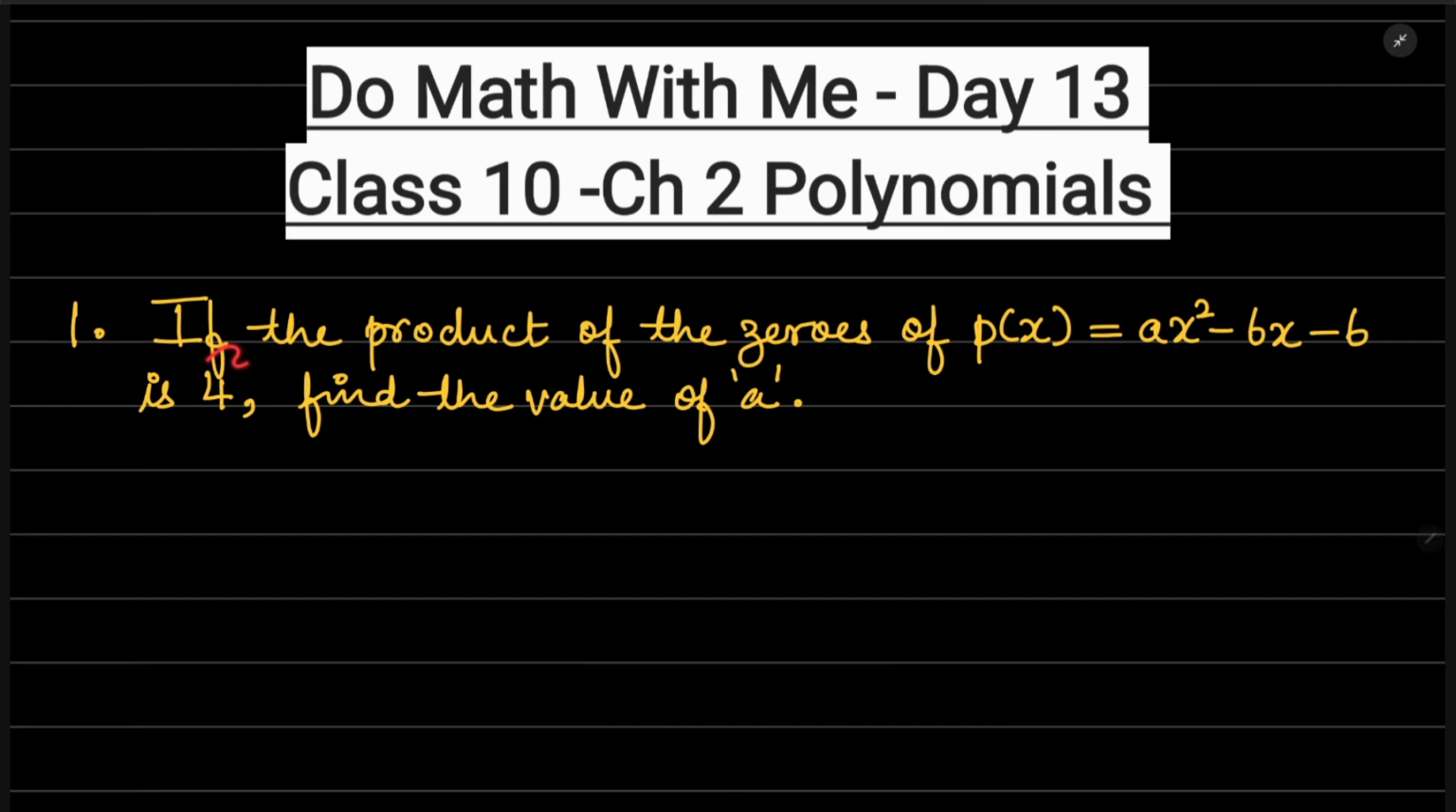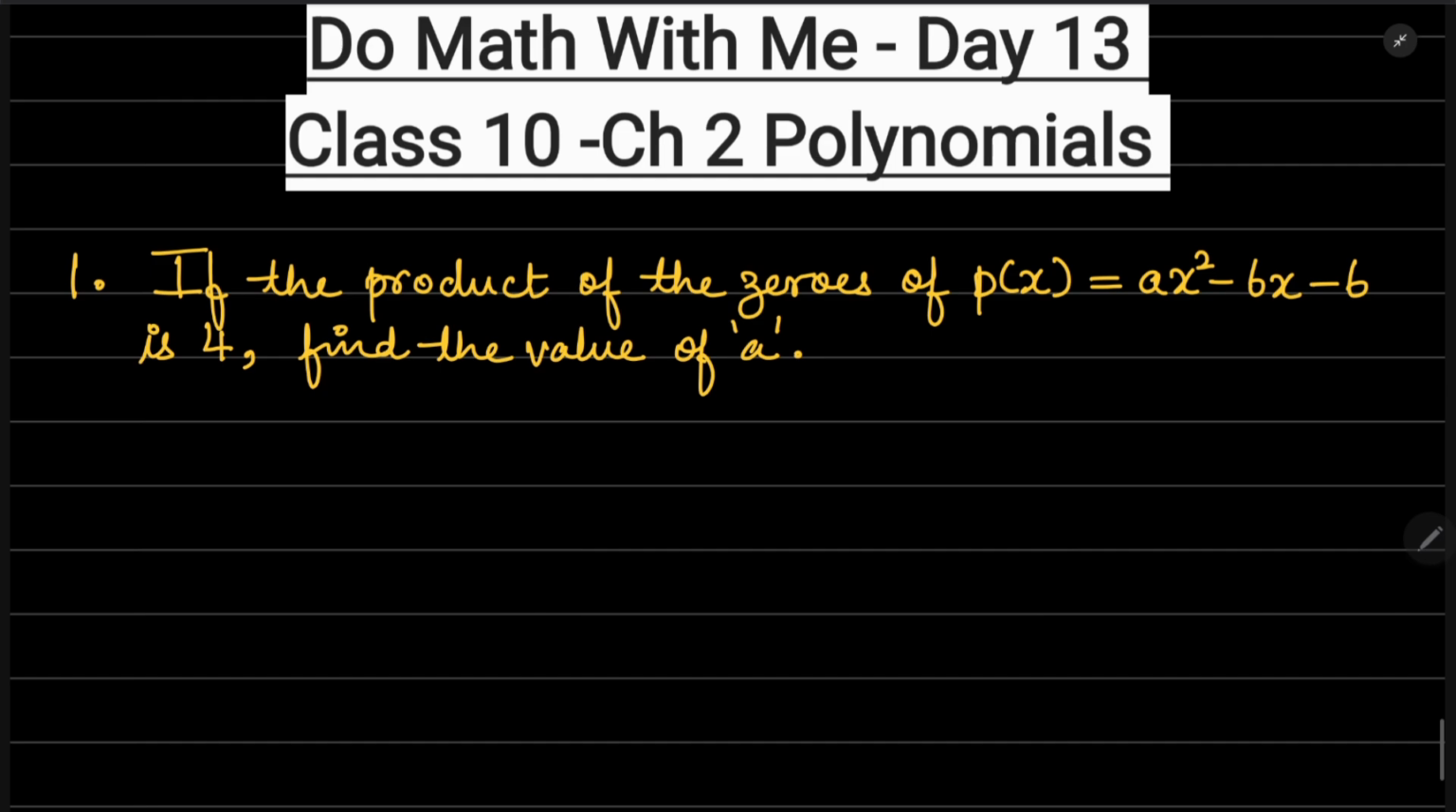The first question for the day is, if the product of the zeros of p of x, quadratic polynomial p of x, is equal to ax square minus 6x minus 6, is 4. You are given the product of the zeros of this polynomial is 4. Then find the value of a.